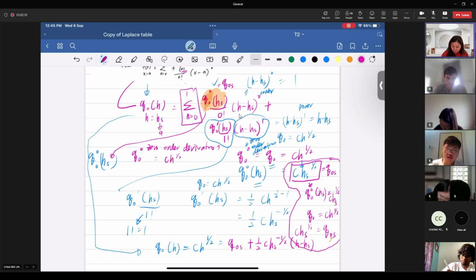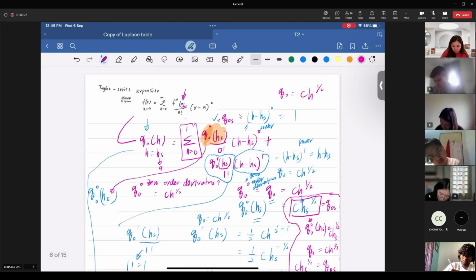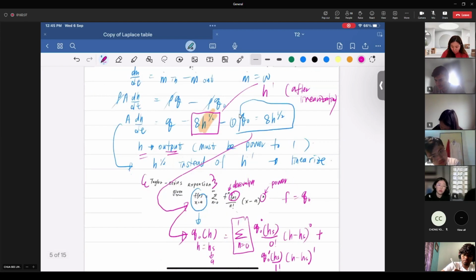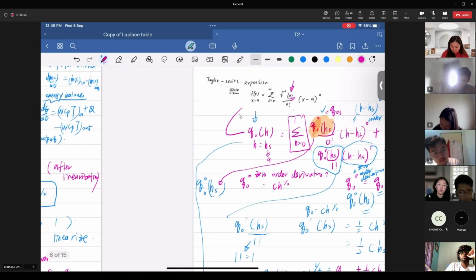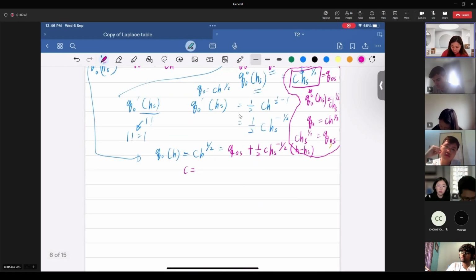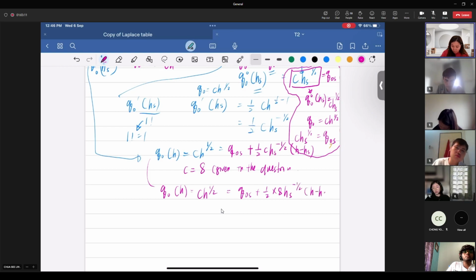So it is QOS plus... Okay, correct. So your C is given as 8. So you have the 8. So this is actually 8H to the 1 over the 2. So at the end, I put it there. Your C actually is 8, given in the question. So finally, your answer will be Q naught H, originally given as CH to the 1 over 2, will be QOS plus 1 over the 2 times 8 HS to the negative 1 over the 2 times H minus HS.